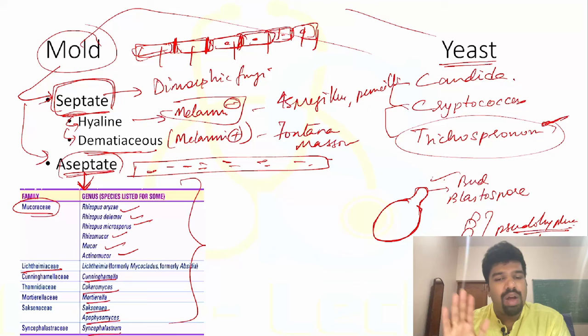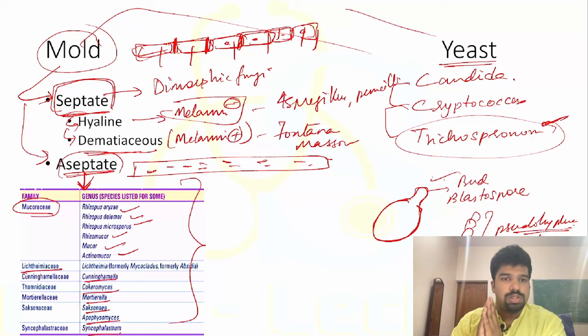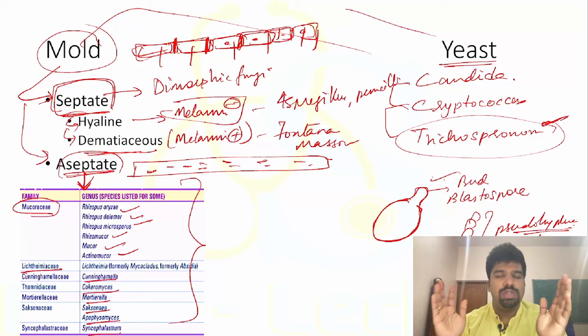So you have yeast on one hand and mold on the other. Yeast is Candida, Cryptococcus, and Trichosporon. And then you have mold, which are septate and aseptate. Septate can be divided into dimorphic, hyaline, and dematiaceous. And Fontana-Masson stain is going to stain the melanin, which identifies dematiaceous fungi. Dematiaceous fungi are basically those fungi which have melanin, correct?